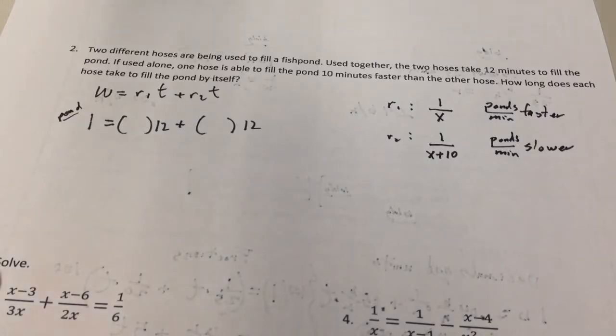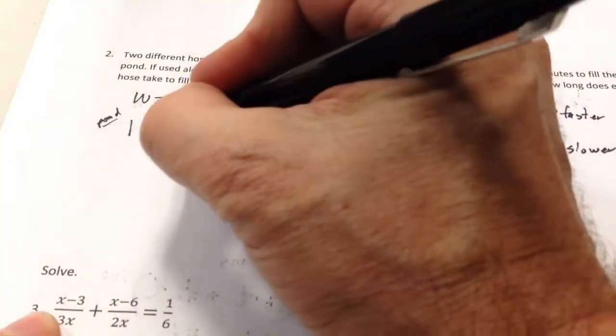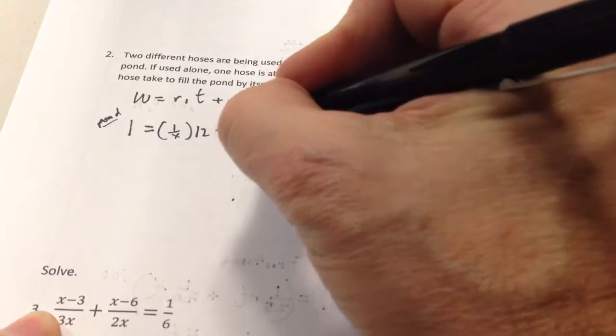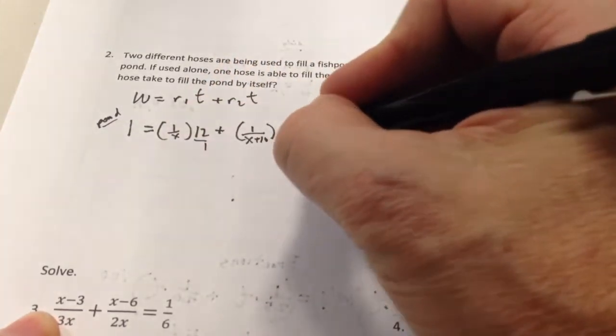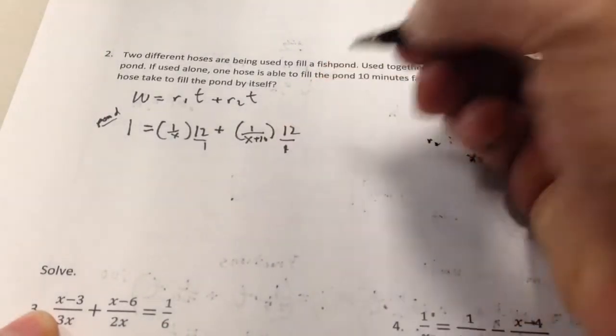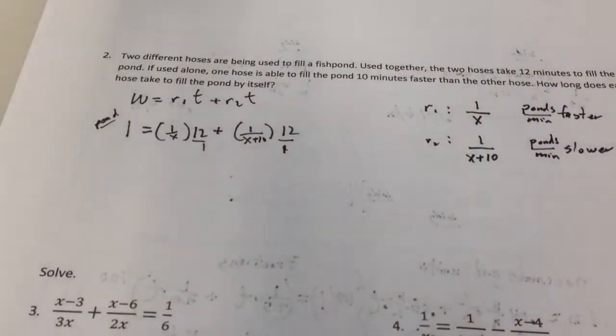So now we can just plug those in. We get 1 over x and 1 over x plus 10. That 12 is all up in the numerator. If you want to put it over 1 to remind yourself of that, do so. I had a lot of people that that threw people off a little bit. This looks a lot like your homework problems from last night.